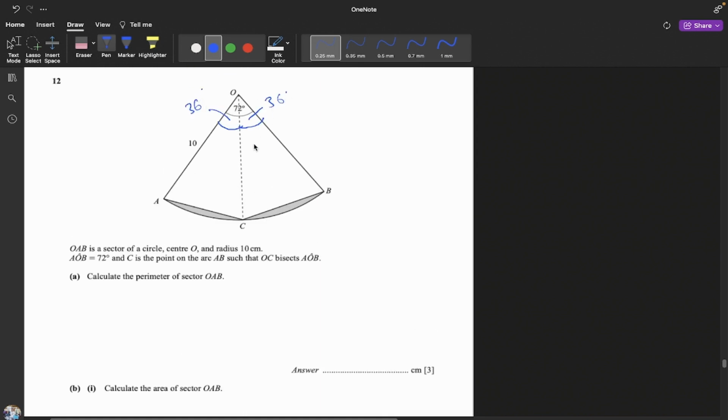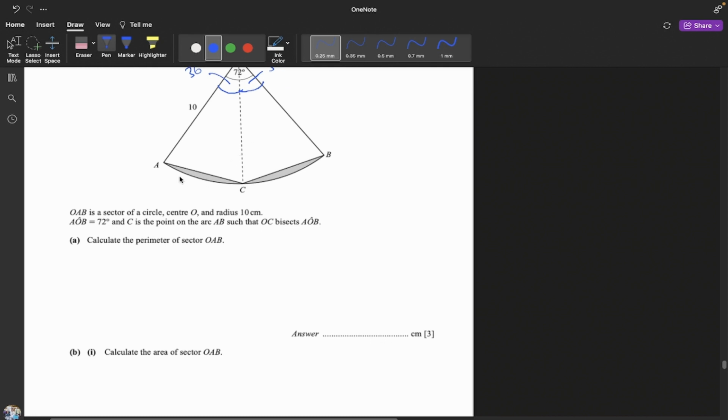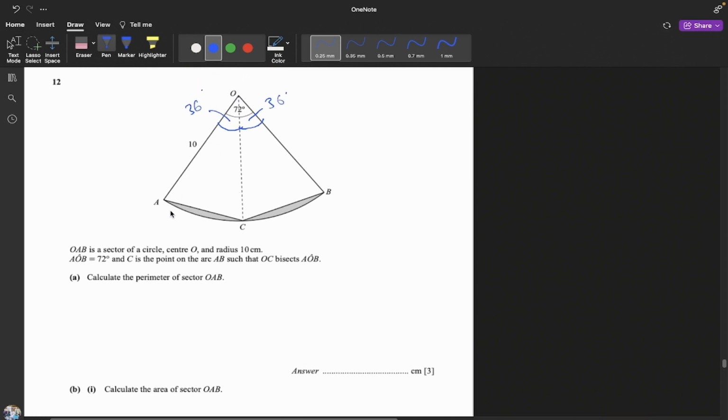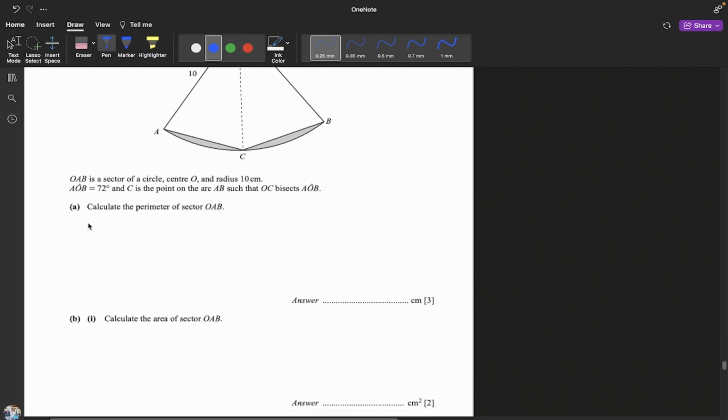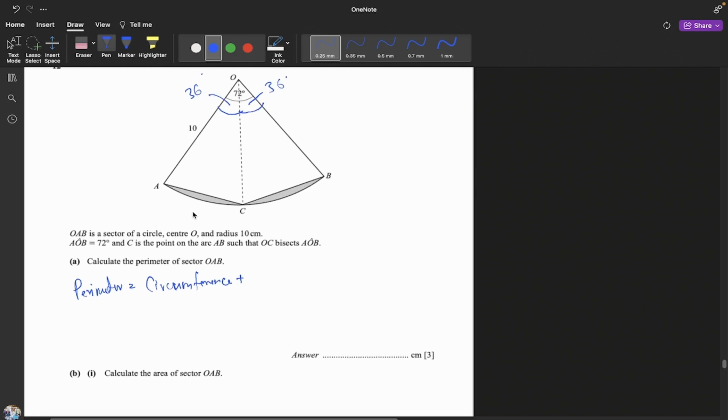Calculate the perimeter of the OAB sector, the complete sector they are asking. To find that, first we have to find the circumference. So perimeter equals the circumference of the arc sector plus, you shouldn't forget the radius. There are two radius parts, the outsides, so it's 10 plus 10.